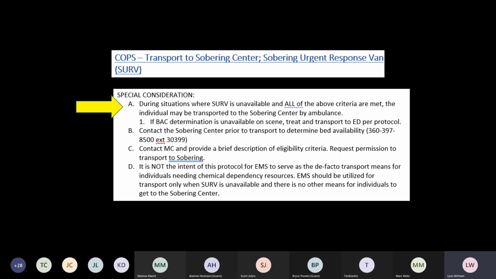Contact the sobering center to determine bed availability. There's the number, just like you would contact the acute crisis center or Rainier Springs. Contact medical control, provide a brief description, request permission to transport to sobering. It's not the intent of this protocol for EMS to serve as the de facto transport means. We want the SERV to continue doing its stuff. So it's just going to be on unusual circumstances that you might be asked to transport.